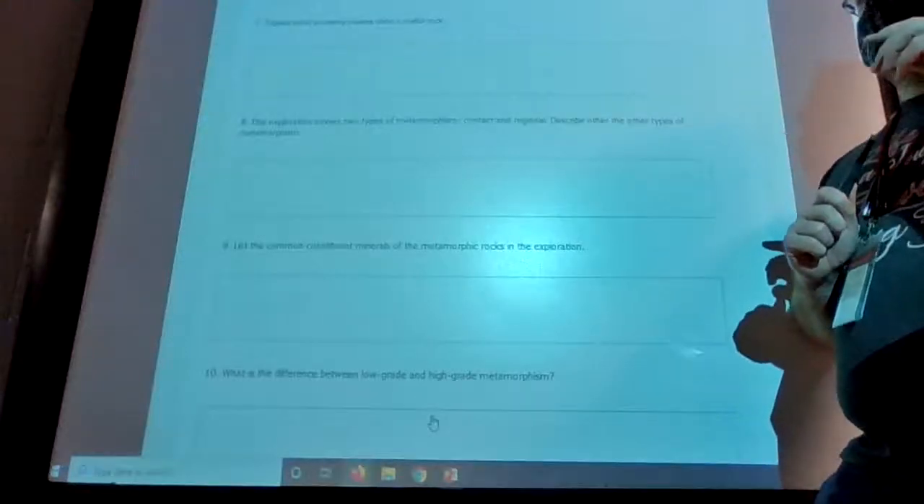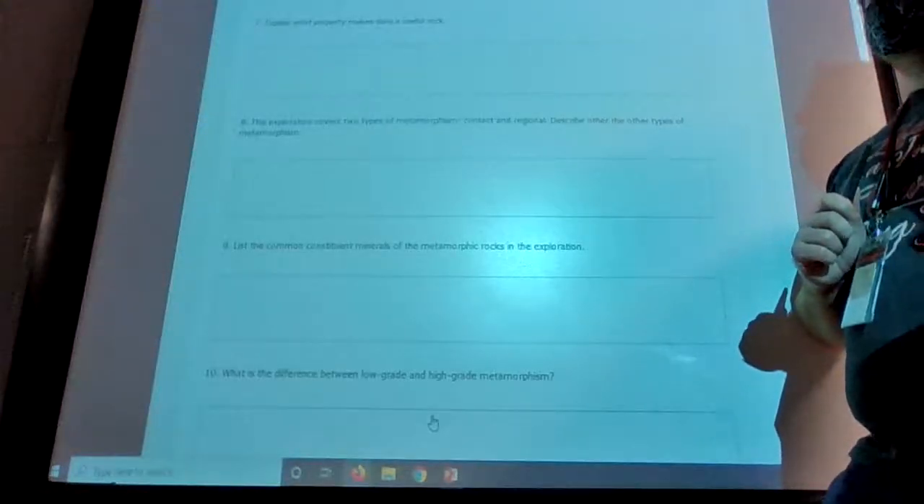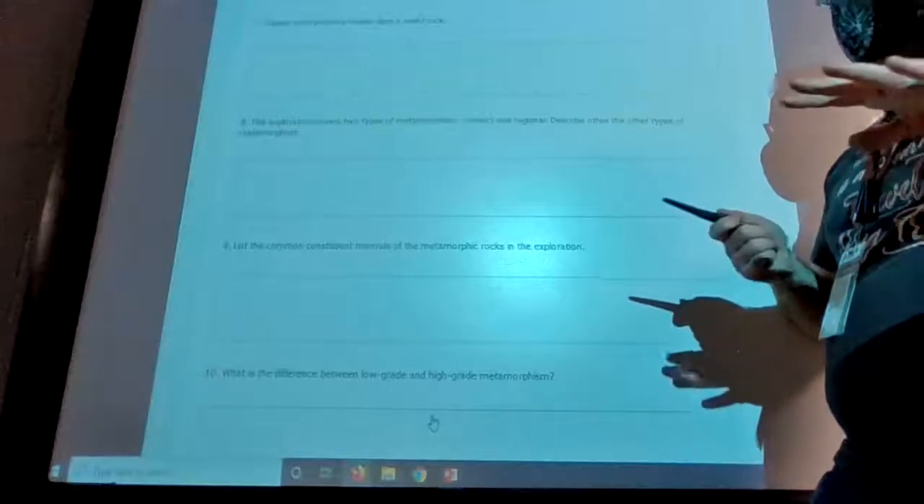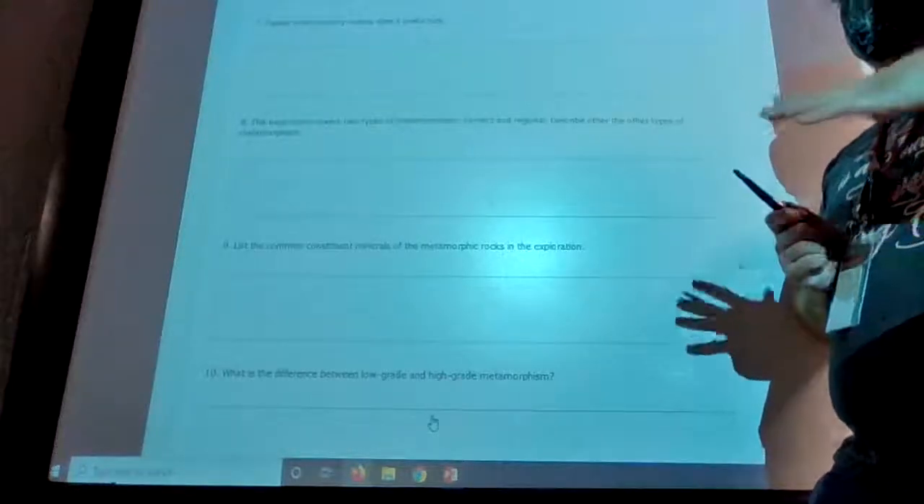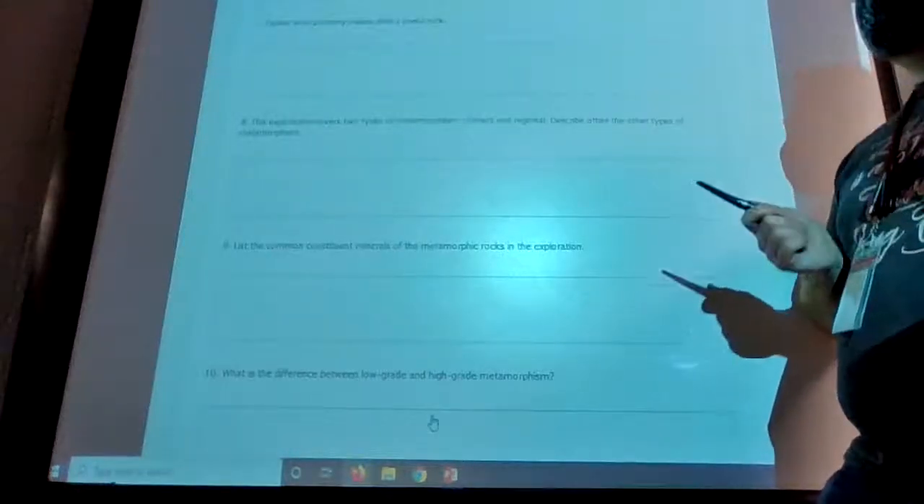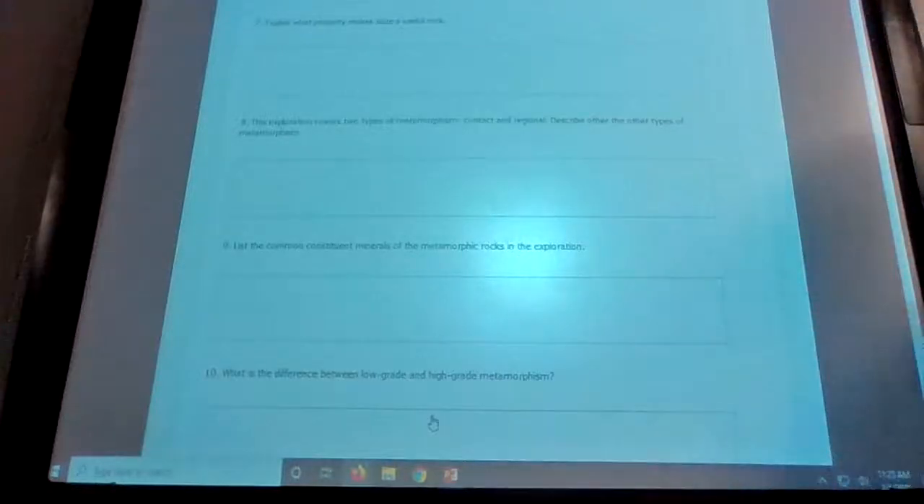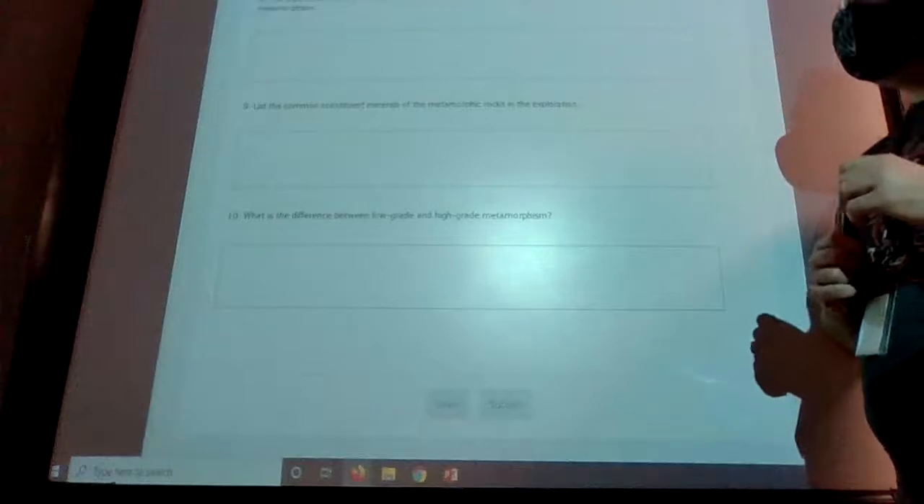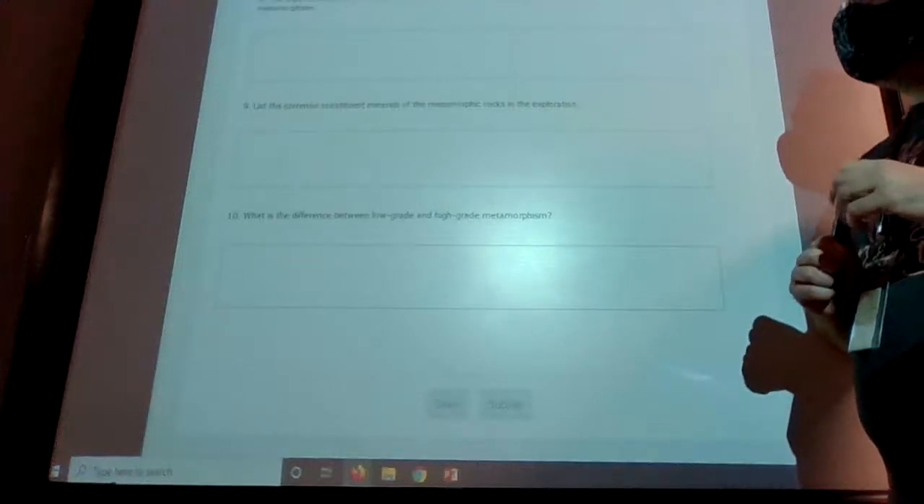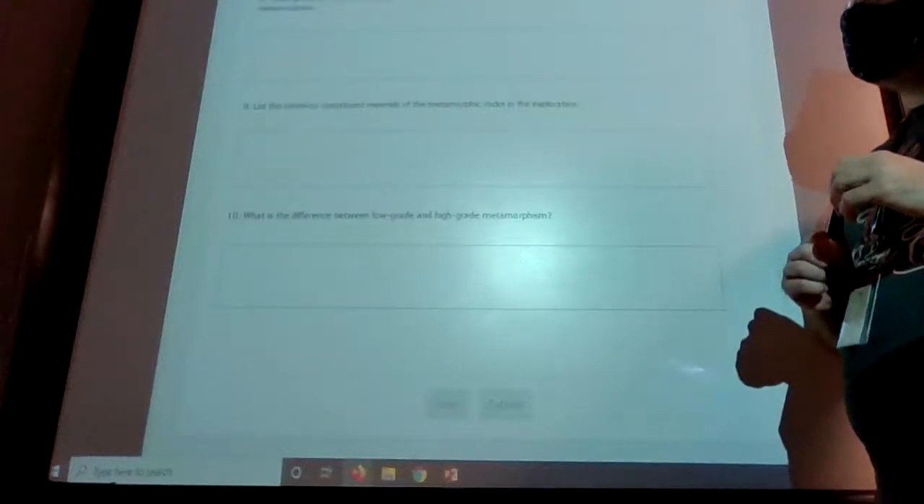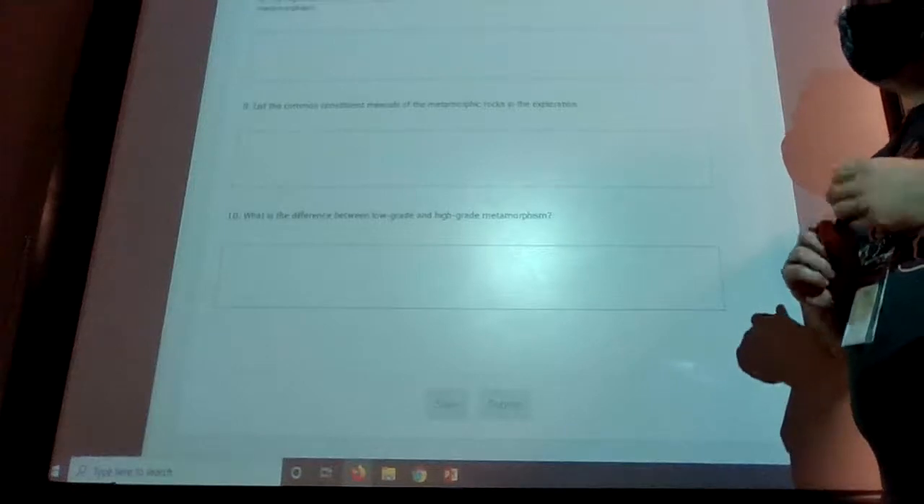So foliated metamorphism creates features with parallel lines, and non-foliated metamorphism does not create features with parallel lines. Oh, okay, we can do that.